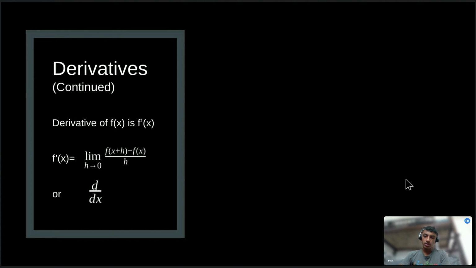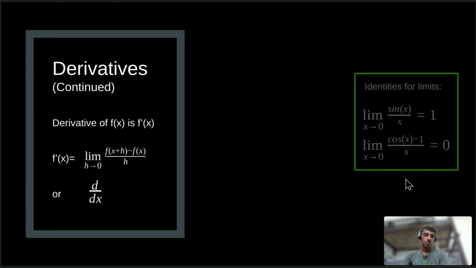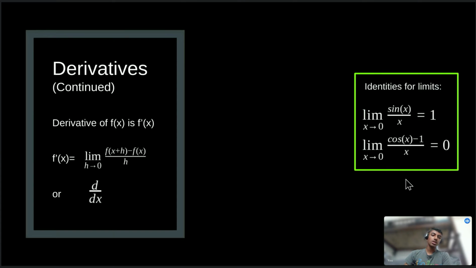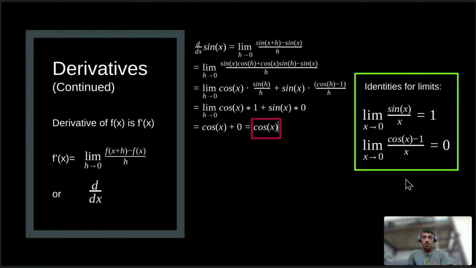Here are a few more. This is trigonometric derivatives. Two identities that are used for this are shown on the side, highlighted in green. Limit of x going to 0 of sine x divided by x equals 1, and limit of x going to 0 of cosine of x minus 1, all divided by x, equals 0. And here's our first one. I know it's a little bit much, but we can go through this.